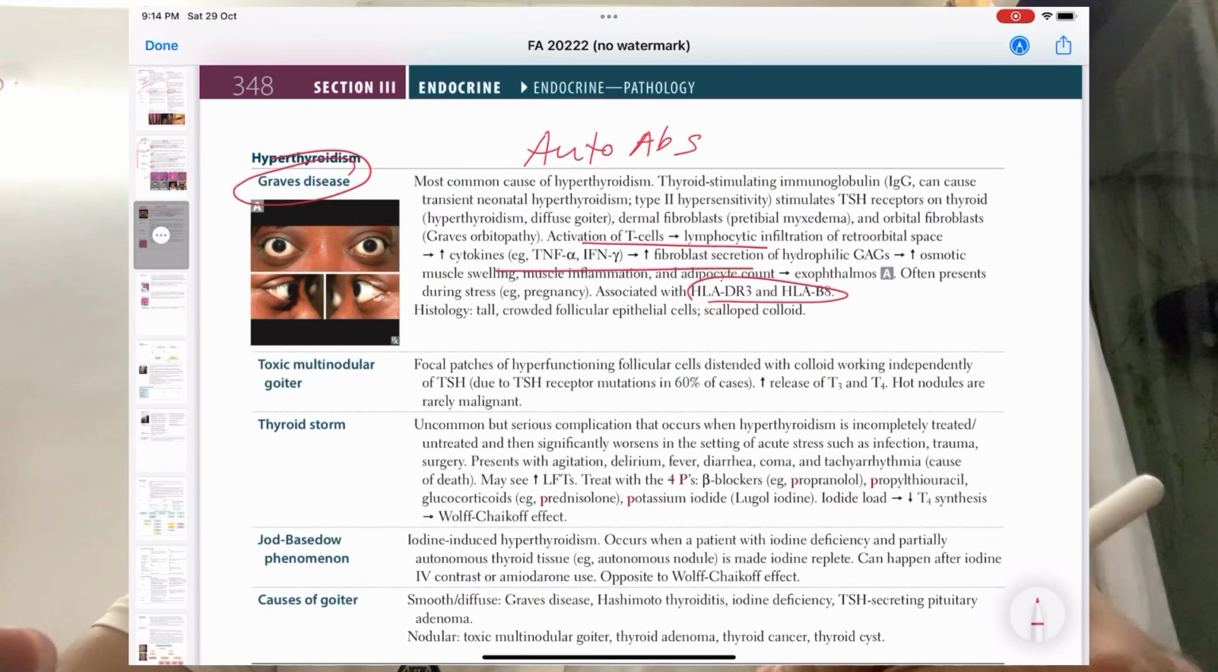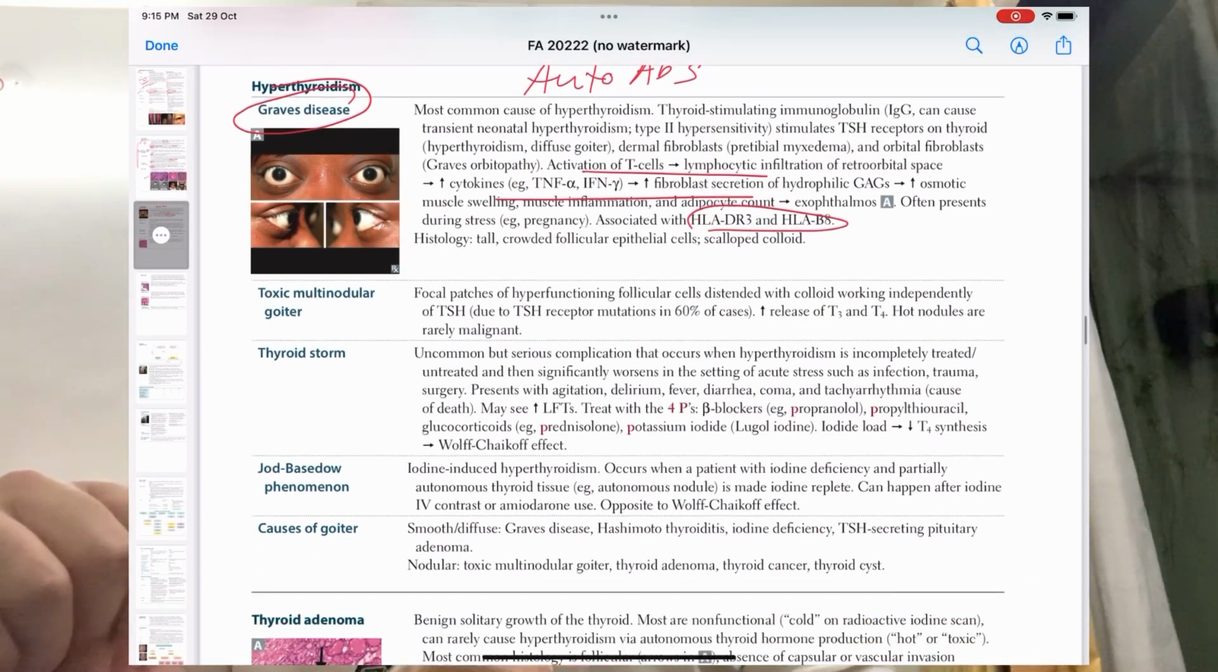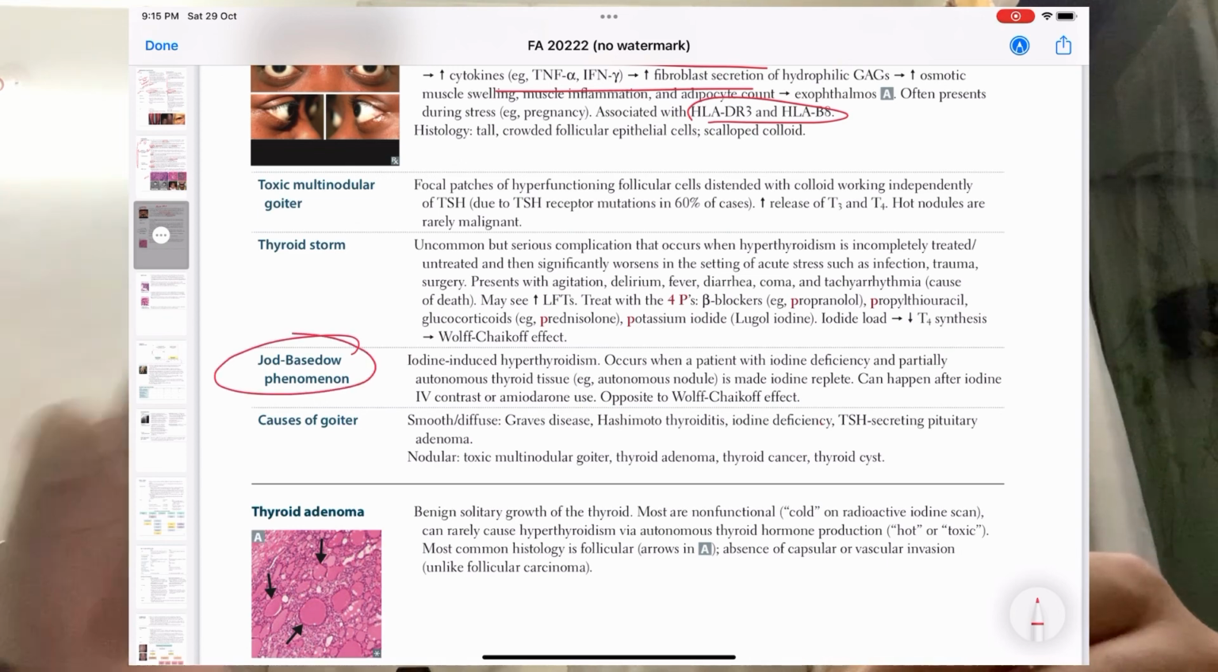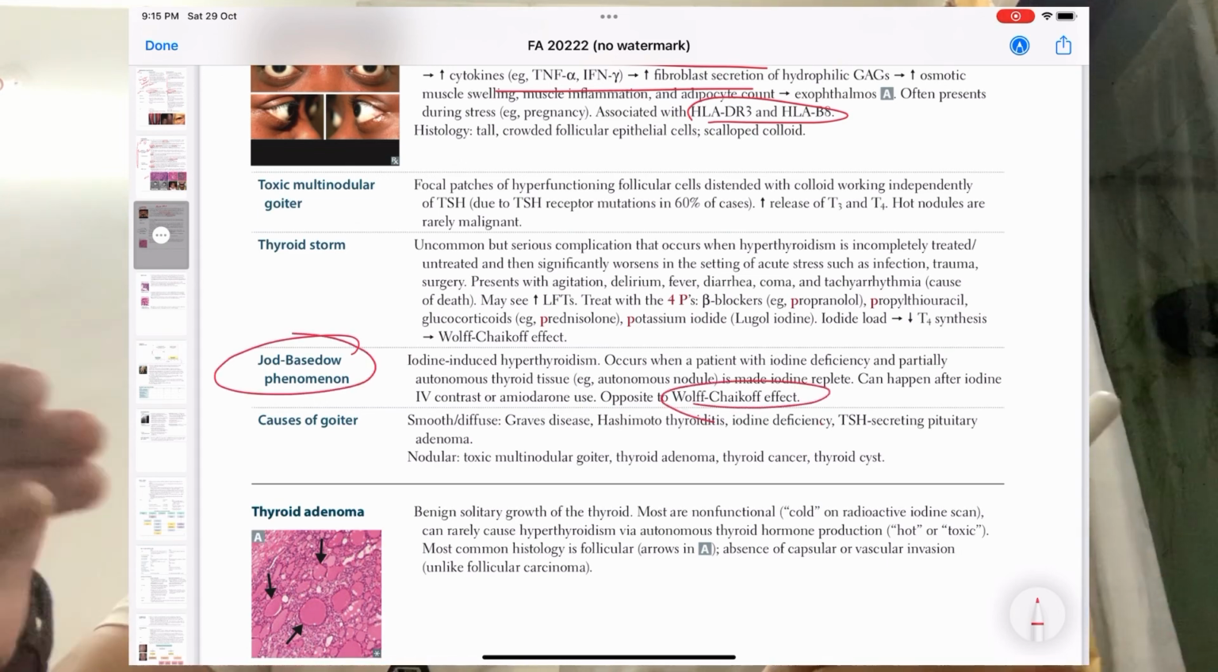Make sure you know what diseases are autoimmune. Based on that only you will be able to identify the autoantibodies. In a normal person there are no autoantibodies. So make sure Graves disease is very important. The second thing I want you to remember is the Jod-Basedow and Wolff-Chaikoff effect. In physiology you will come across them. They are opposite to each other, so make sure you know about them.